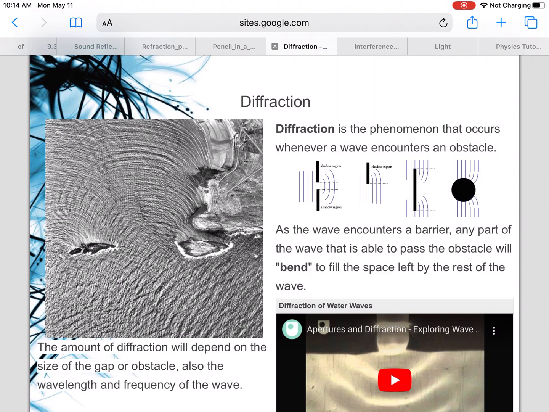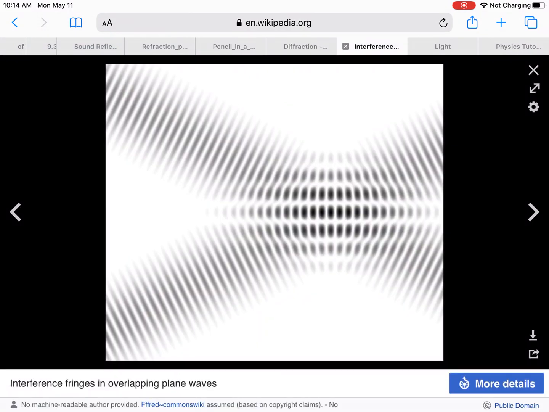Let me show you another interference. Here's another interference between two different waves. One of them comes from the top left, and the other wave comes from the bottom left. And as they meet each other in the middle, a little bit to the right, that's where you can see an interference pattern between those two waves.